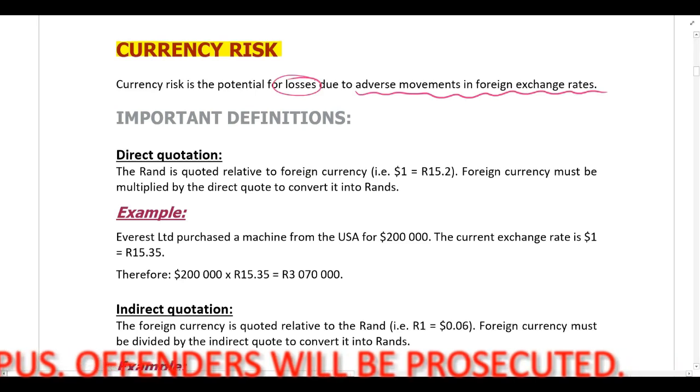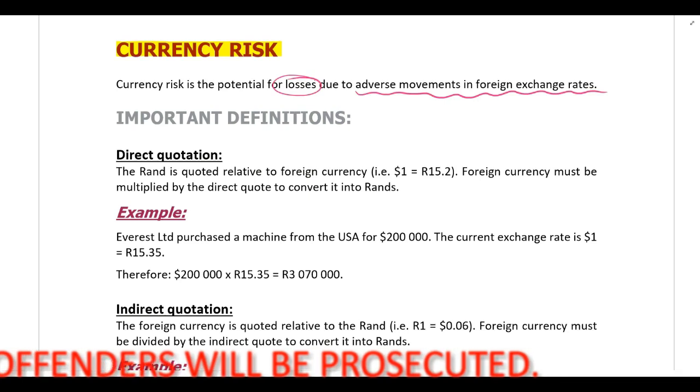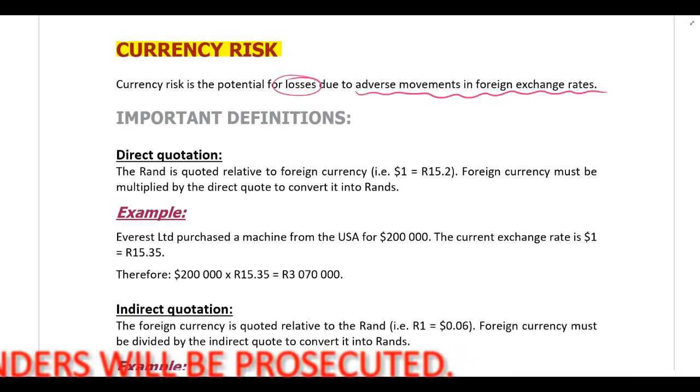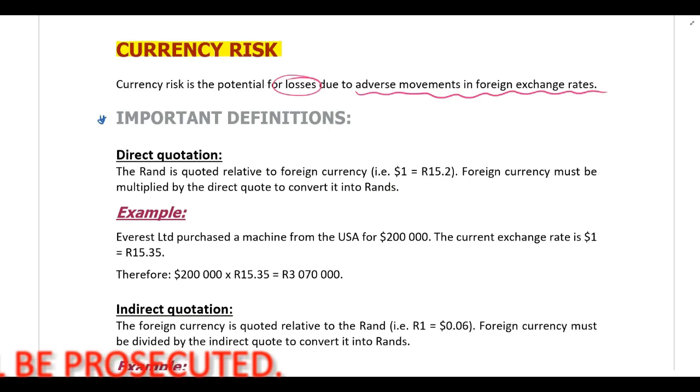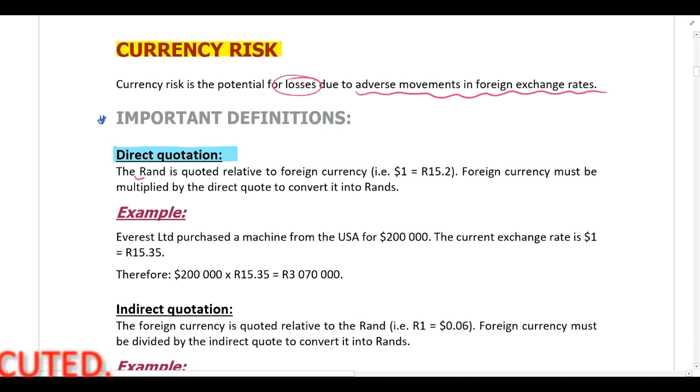So in this lecture, we are going to look at how companies can manage this currency risk. But before we get to that, we need to cover a few important definitions. The first important definition is what is a direct quote. A direct quote is when the rand is quoted relative to the foreign currency. So for example, $1 is equal to 15 Rand 20. And what's important when we're doing calculations and trying to calculate the rand amount, we always need to multiply the foreign currency amount by the exchange rate in order to convert it into rands.